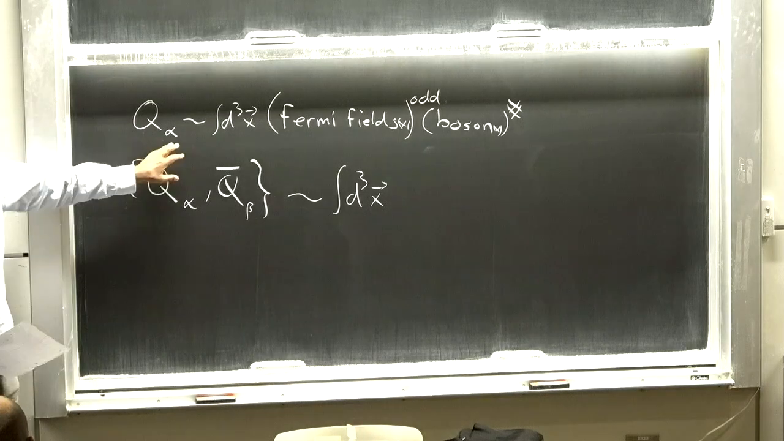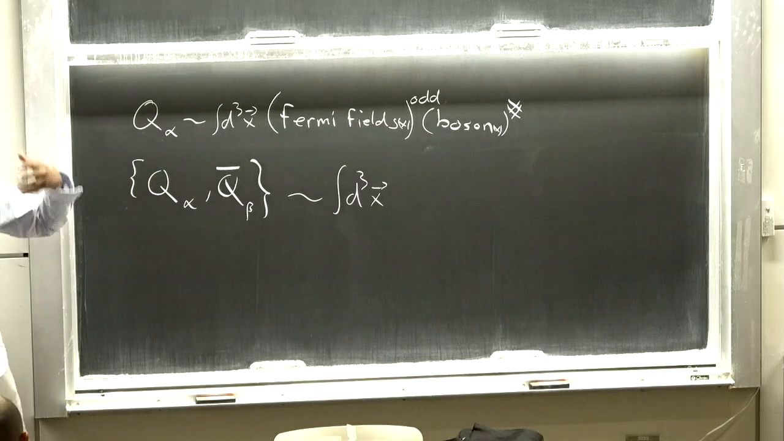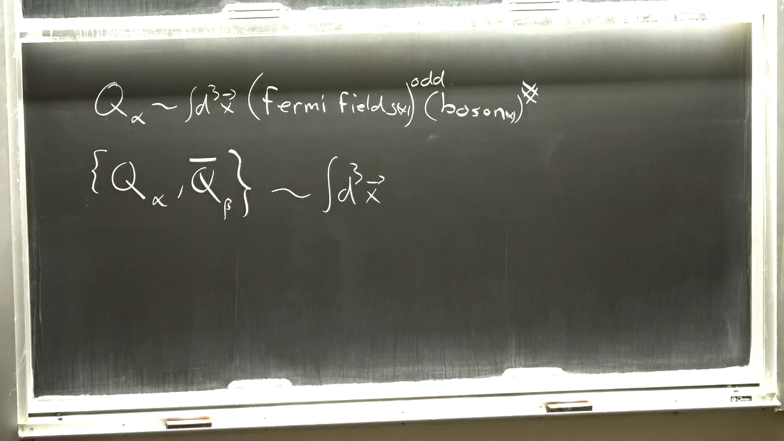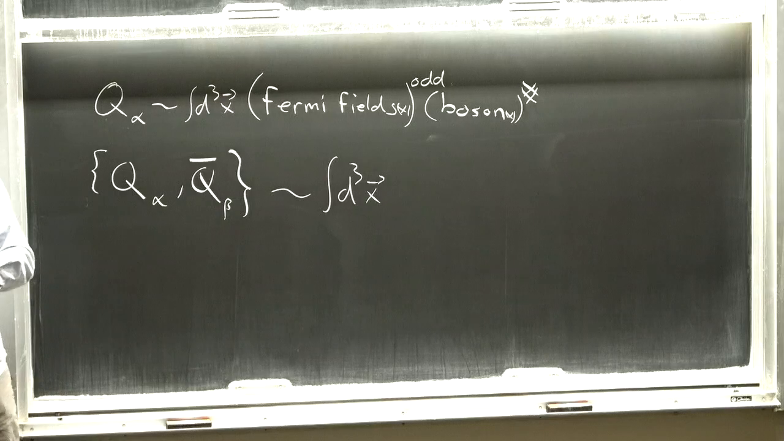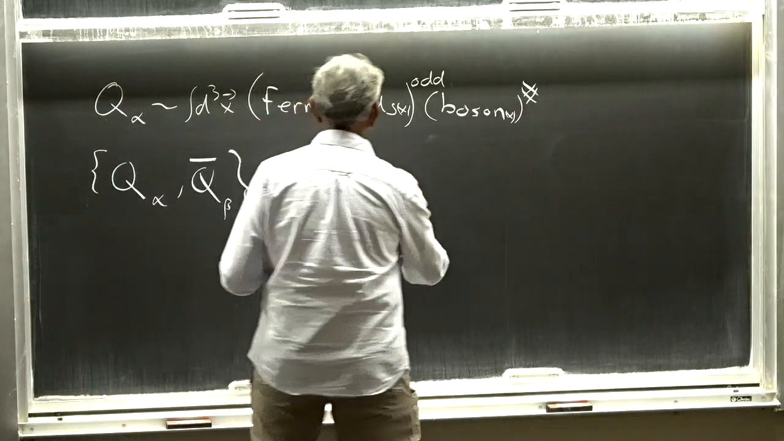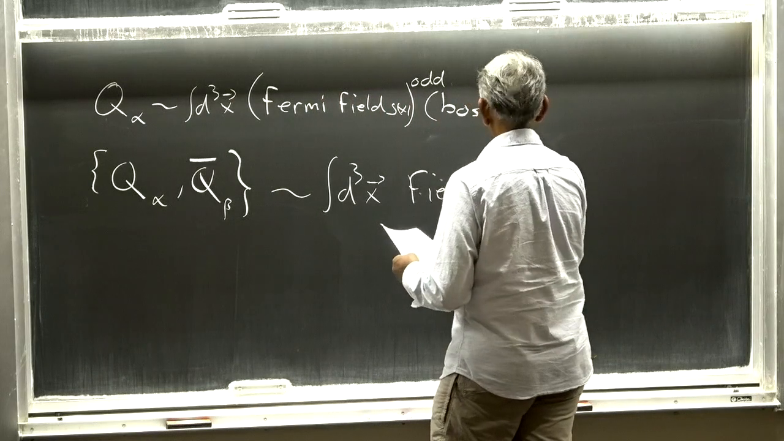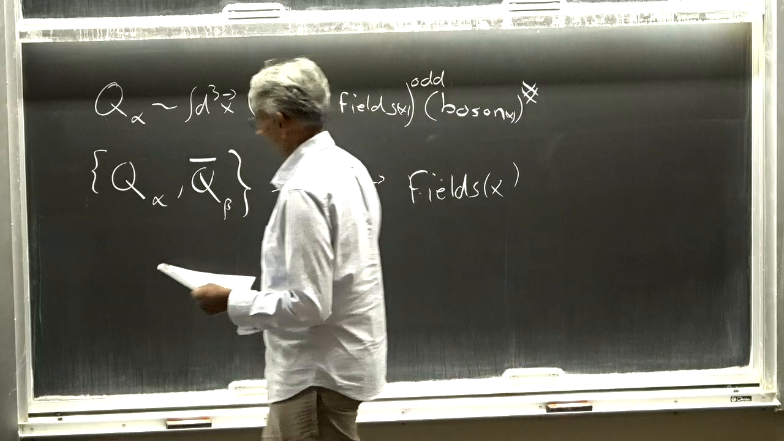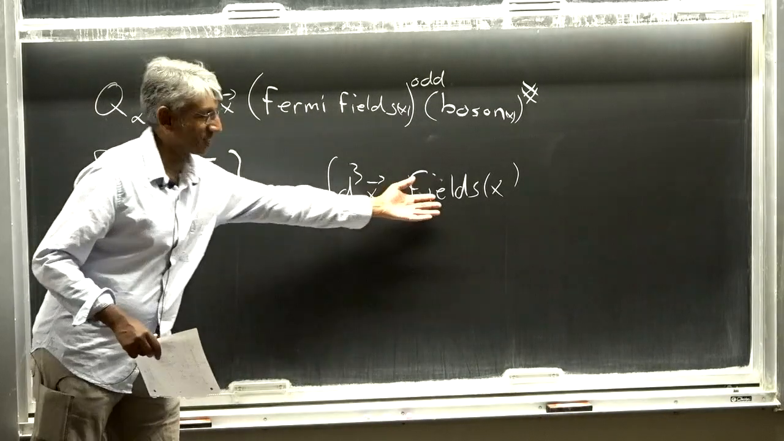I want to take Q and Q bar and create something new, which is also conserved, but also as useful, which is the integral of something, okay? Local density. Let me write this down. So I claim that if you take the anti-commutator, it will have this structure.